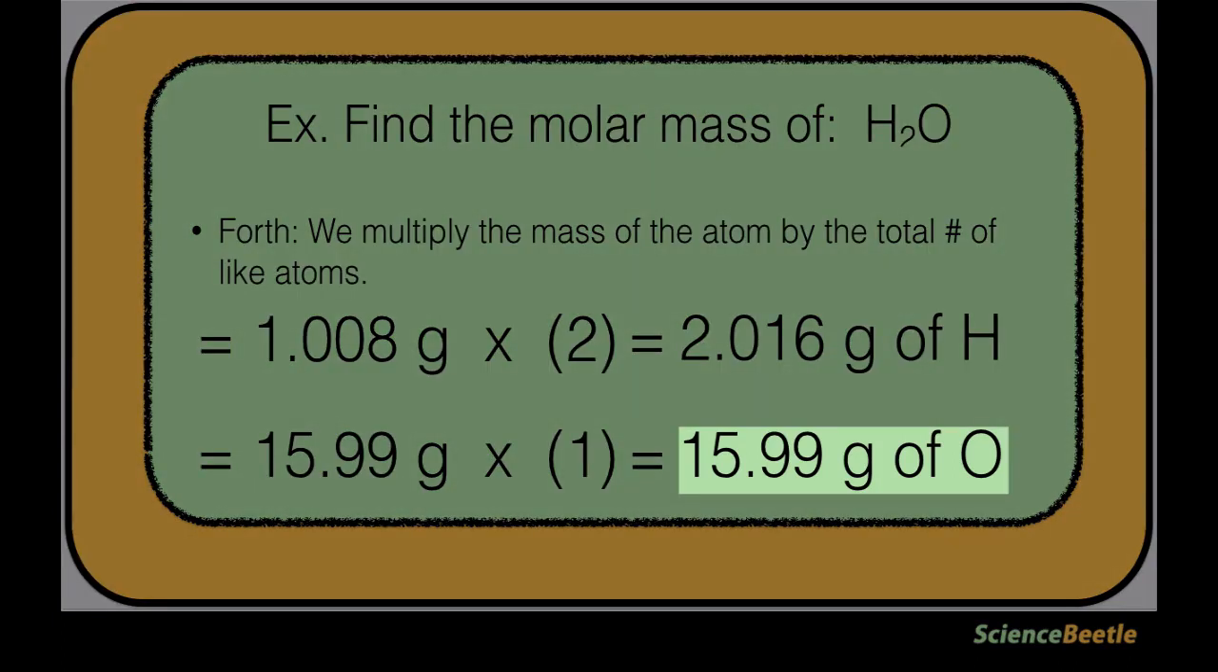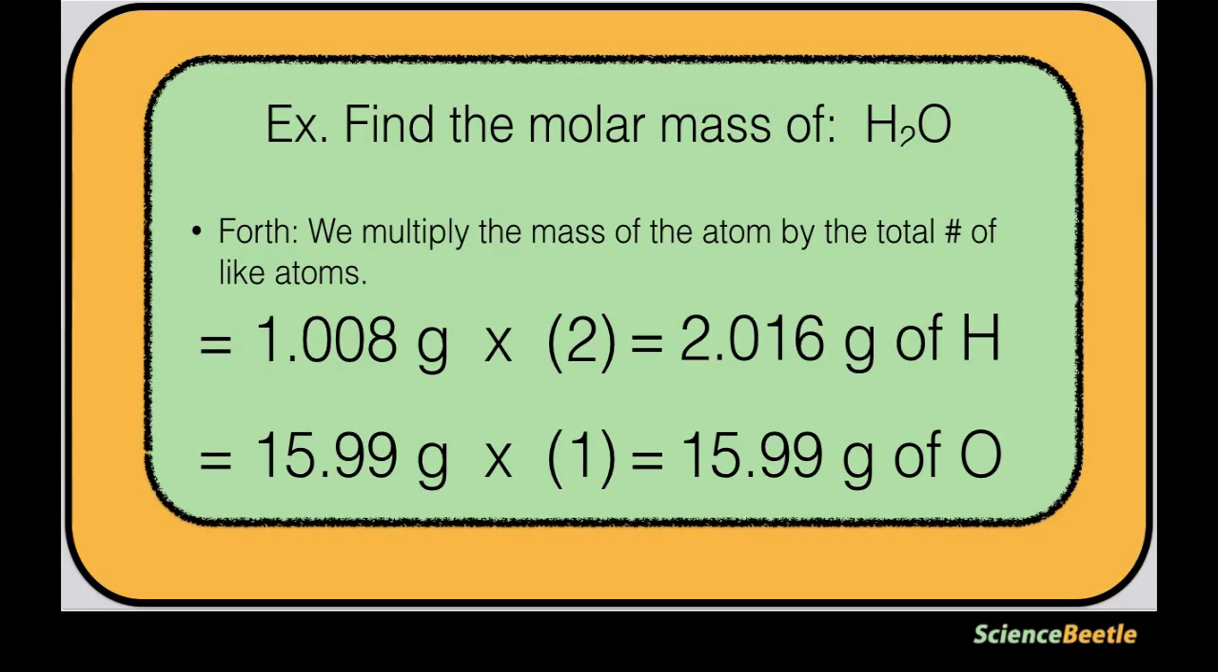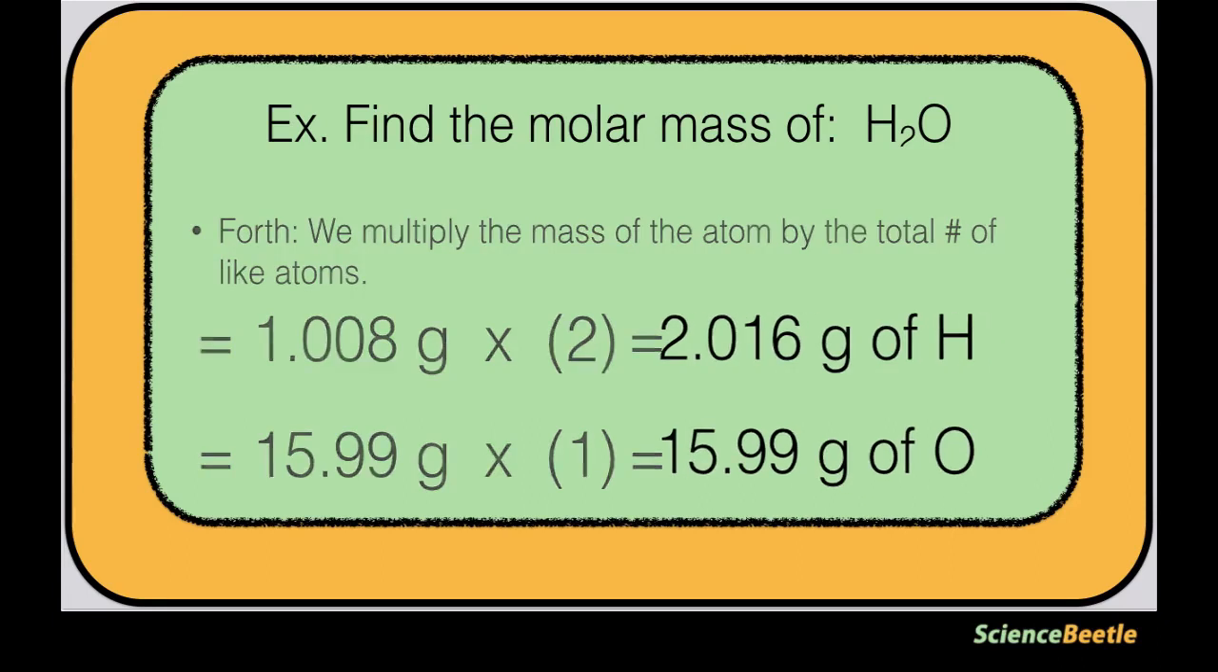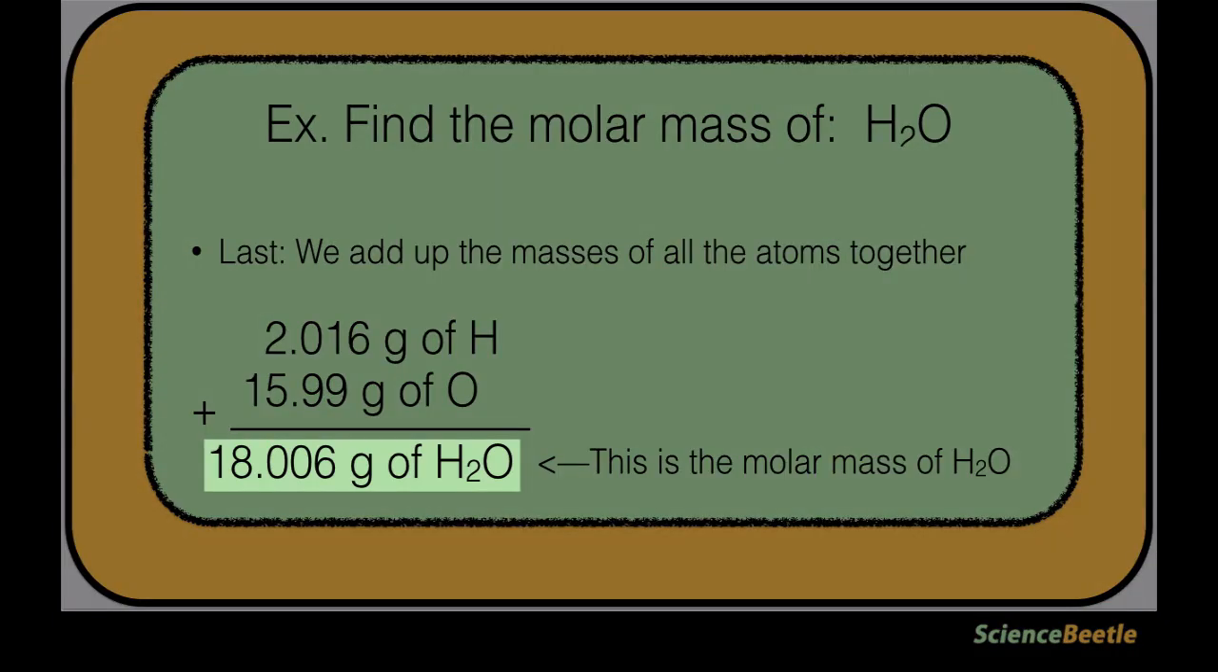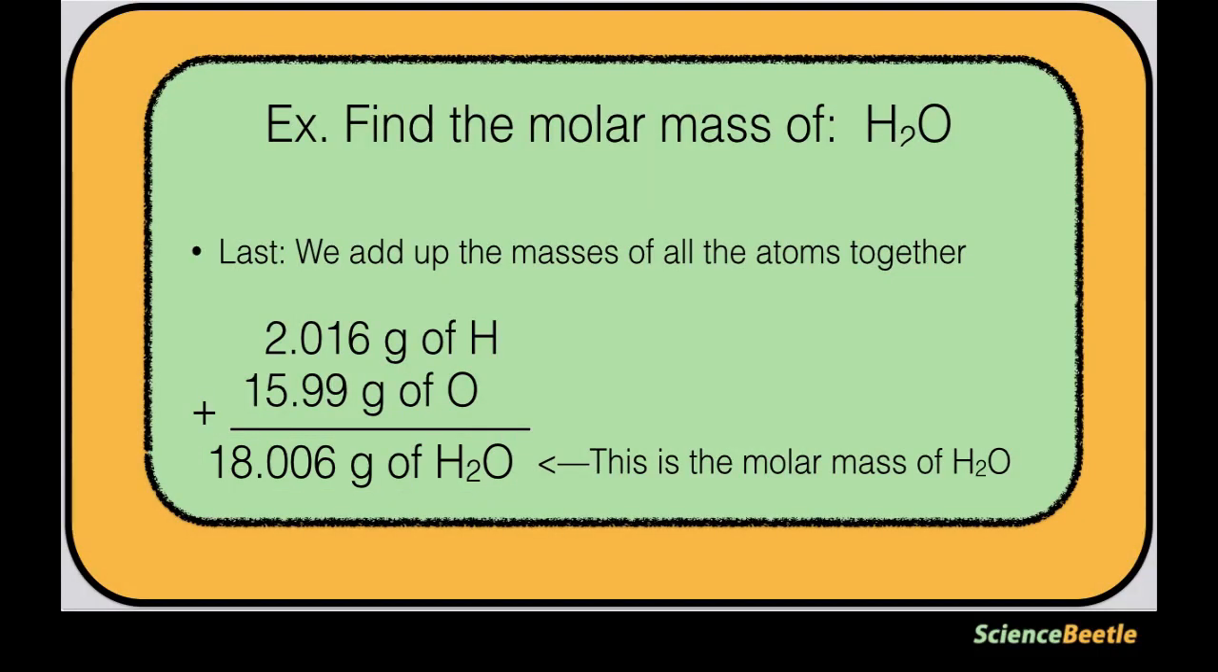So now that we've done this, we've multiplied the mass of the atom by the total number of atoms in that compound, we need to go ahead and add up all the individual masses for each of the parts. And that's what we find here. So if we take 2.016 grams of hydrogen and we add that to 15.99 grams of oxygen, the total mass for the compound is going to be 18.006 grams. This is the molar mass. This is also the formula mass for this particular compound.